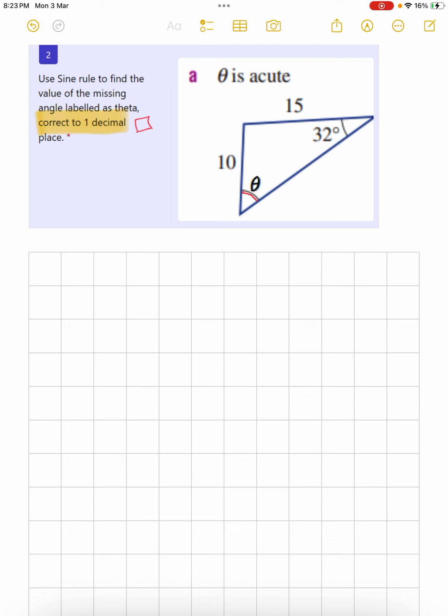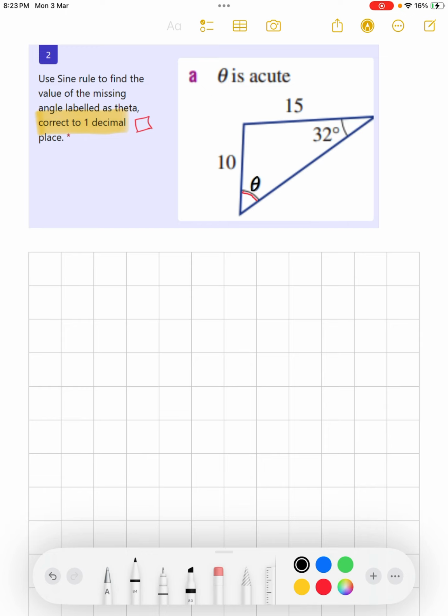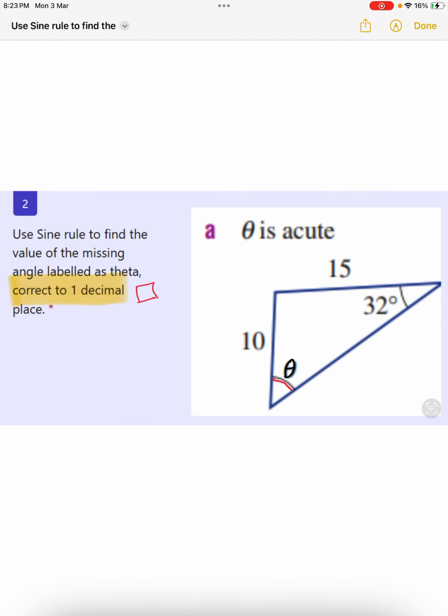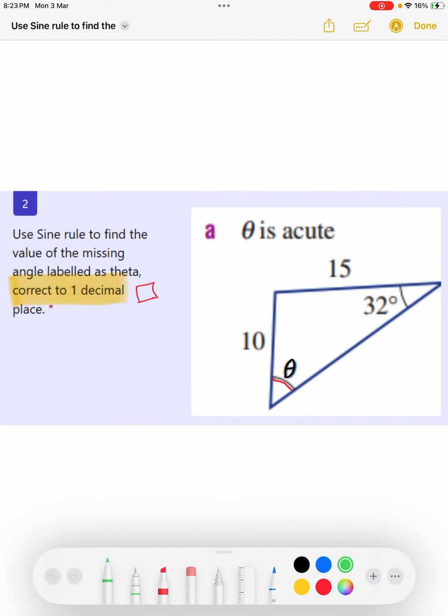So we want to use the sine rule. The sine rule is a over sine A equals b over sine B equals c over sine C. Now we don't have an A, B and C, so let's put them in just because we can. Let's call that angle A, therefore this side is a. Let's call that angle B, therefore this side is b. Let's call this angle C, therefore this side is c.